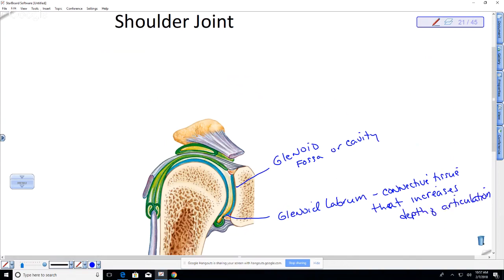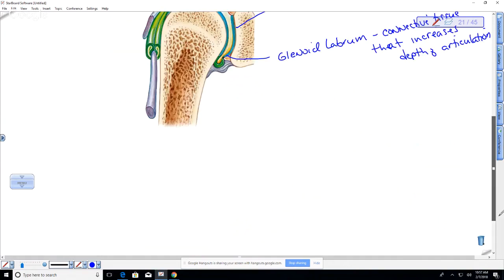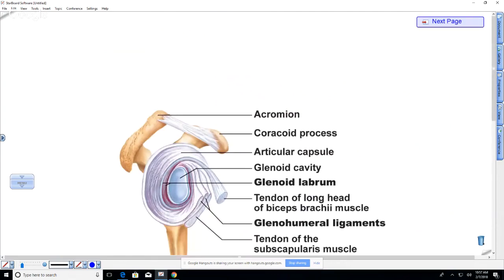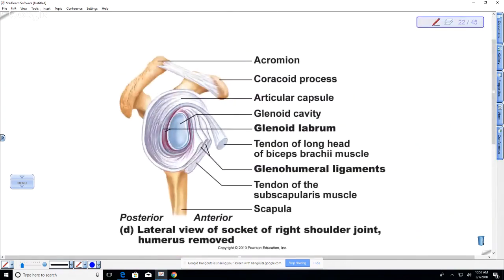It can be a little bit misleading when you just look at the structure of the bones. You think, wow, that doesn't even sit in there very deep. You can imagine how easy it is to dislocate the shoulder. But this connective tissue creates a lip where the head can sit more deeply. We can see it in the dissection of the cadaver, and I think there's a picture of it in your book. Notice this is the glenoid labrum right there, and it increases the depth of the articulation. Remember this is a relatively shallow articulation compared to our hip joint, for example.